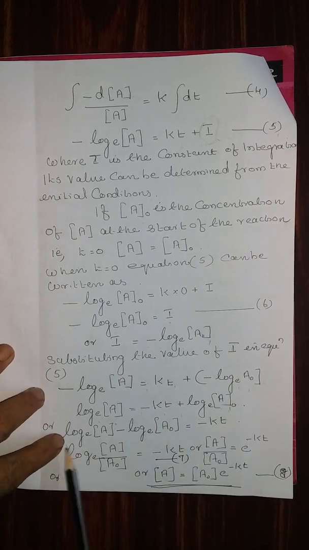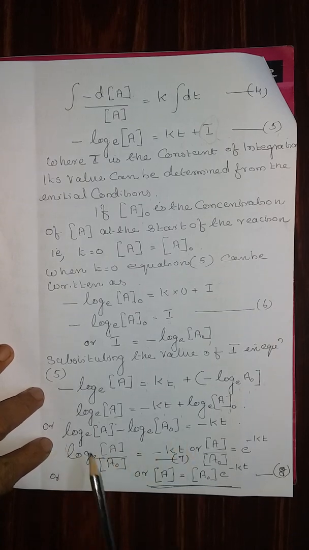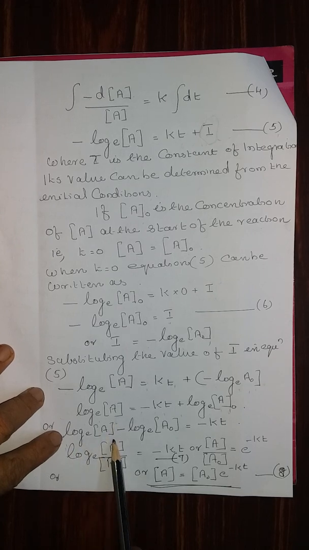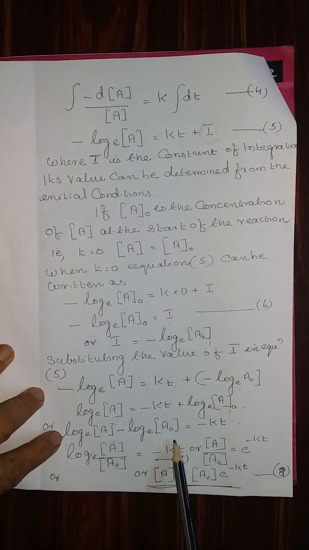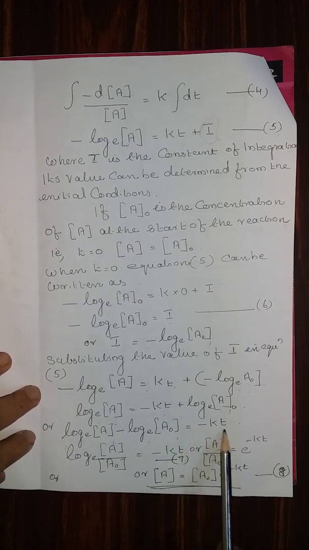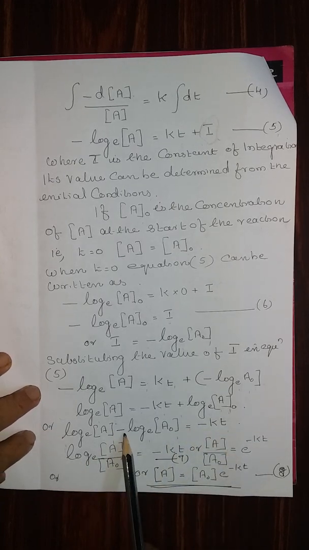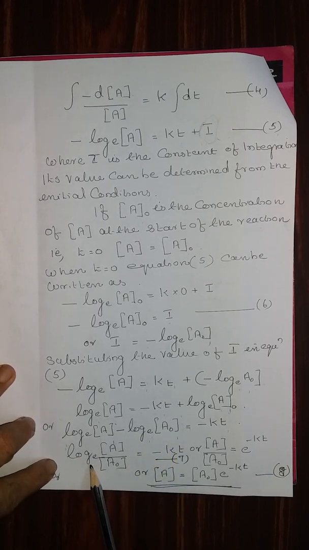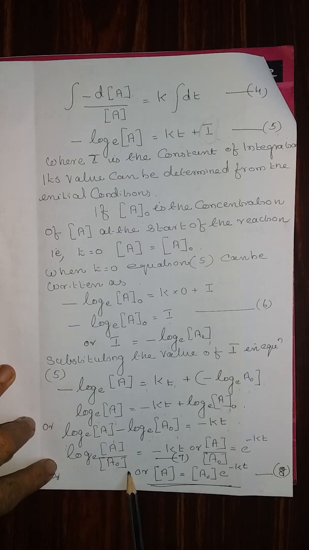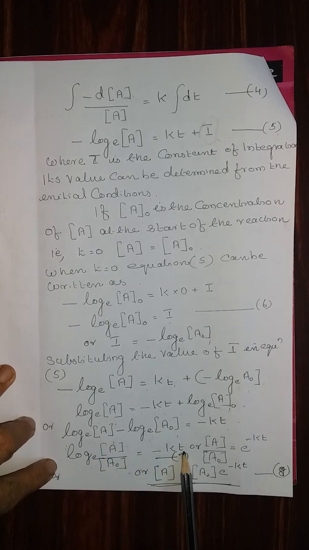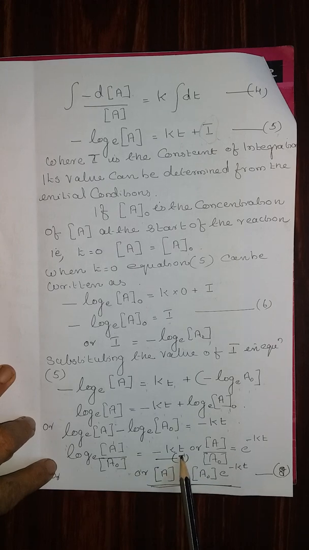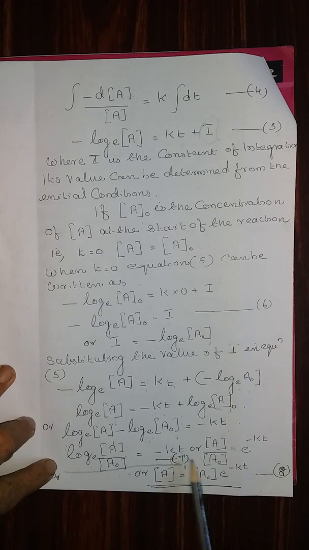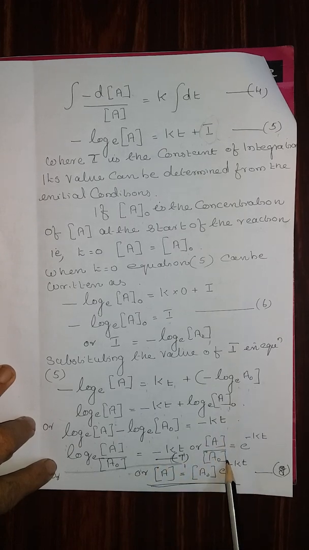Now bring that A0 and A to this side, so that on rearranging, log to the base e concentration A minus log to the base e concentration A0 is equal to minus Kt. Or minus log to the base e A0 can be written like this. That is log to the base e concentration of A by A0 is equal to minus Kt. This is equation number 7. This equation is known as number 7. And this equation can be modified into this form also.